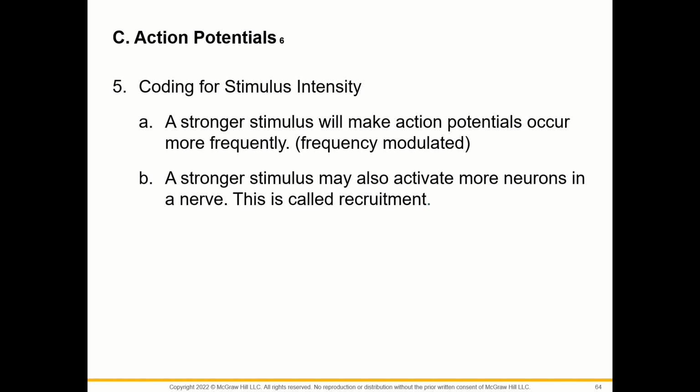So a stronger stimulus will make action potentials occur more frequently, and so that's called frequency modulated. And a stronger stimulus may also activate more neurons in a nerve, and this is called recruitment. Same principle as in the muscles. So as you recruit more muscle fibers, you get stronger contractions and more force. And so as you recruit more and more neurons in a nerve, you're going to get a stronger nerve signal.